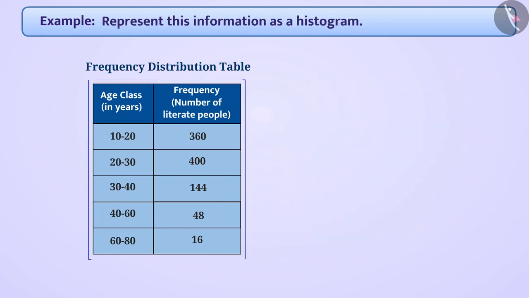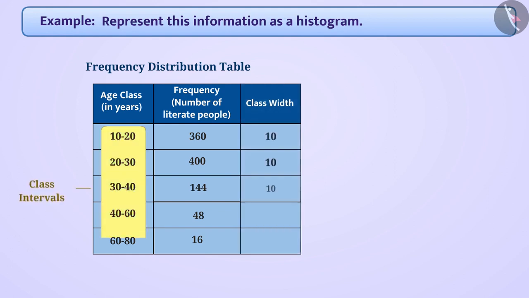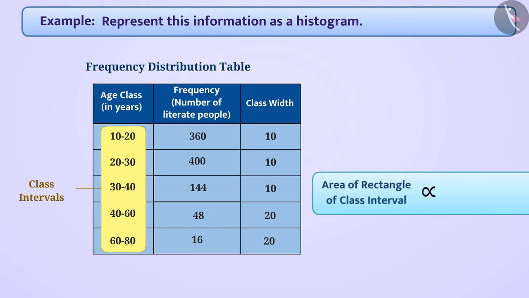In the given table, the width of all class intervals is not the same. Here, we have to make suitable changes in the lengths so that the area of rectangles is proportional to the frequency of the class interval. For this, we will first find the width of each class interval and choose the lowest class width. That is, here we will choose 10.